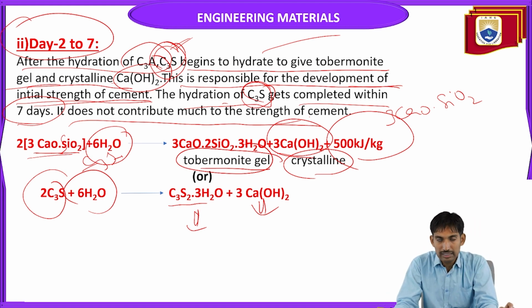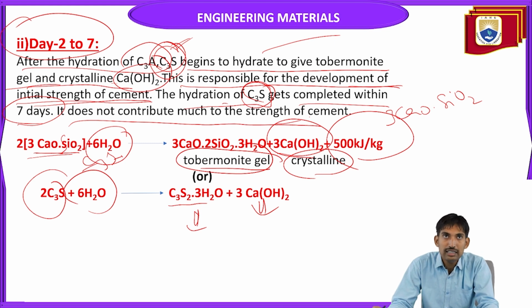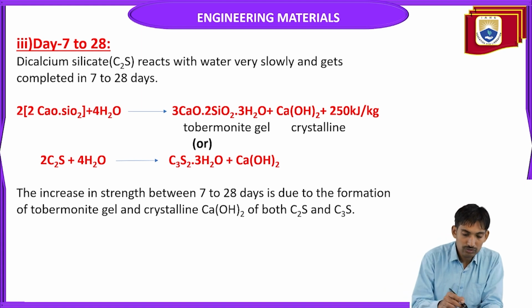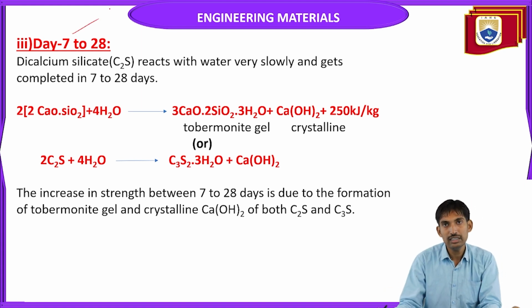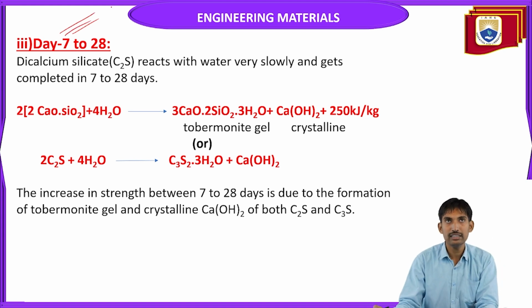In day 1, the tricalcium aluminate reacts with water. That is the initial set. To prolong the initial set, we have to add gypsum to that tricalcium aluminate. In day 2 to day 7, what happens? After completion of the reaction with C3A, the water reacts with the C3S, tricalcium silicate. It will form tobermorite gel and crystalline solids. We have seen day 1 reactions and day 2 to day 7 reactions. Now we are going to learn about day 7 to day 28 reactions.